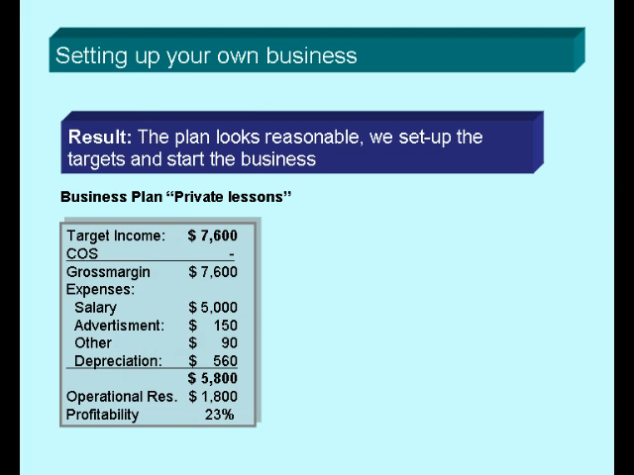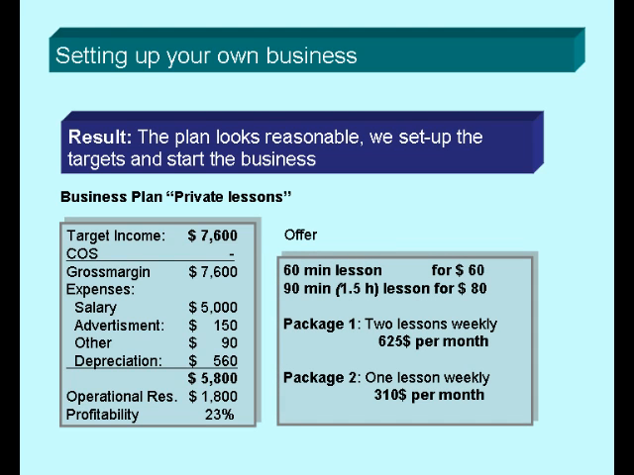As a result of our 6 steps in the procedure, we come to the conclusion that the plan looks reasonable and we set up the targets and start our business. Target income is $7,600 per month. The expenses are $5,800, giving an operational result of $1,800, corresponding to a profitability of 23%. Our offer is a 60-minute lesson for $60, a 90-minute lesson for $80, as a package 2 lessons weekly, 4 times a month, $625, and as an alternative package 1 lesson weekly, 4 times a month, $310 per month.